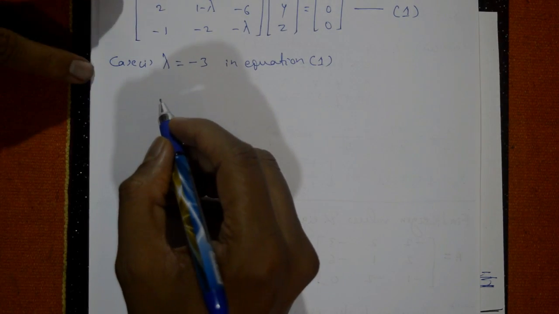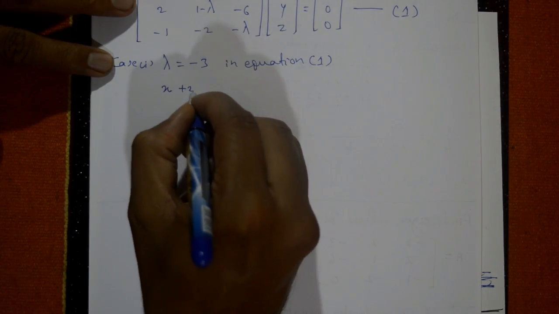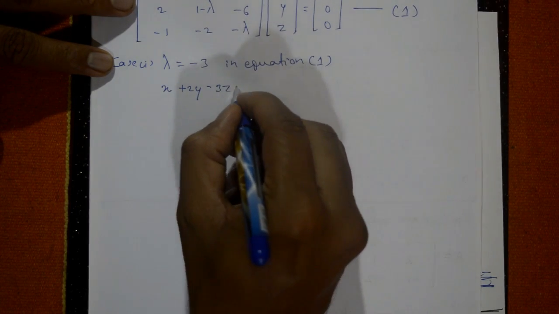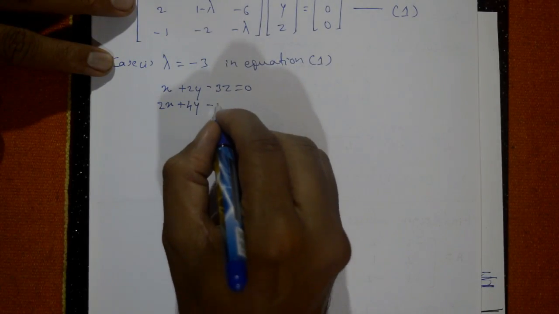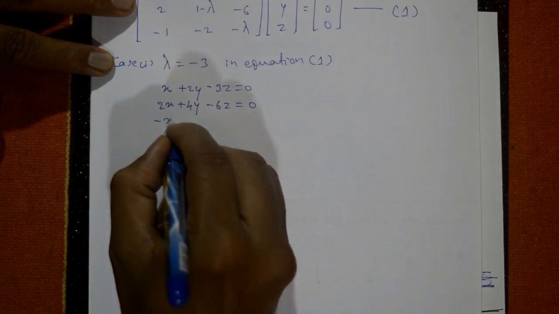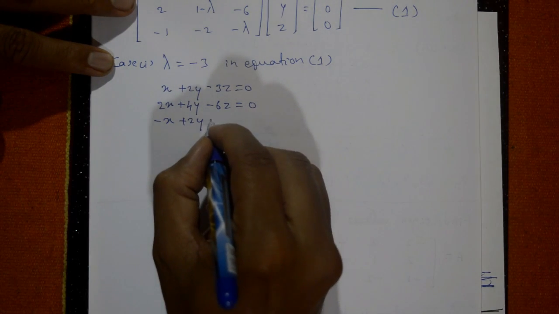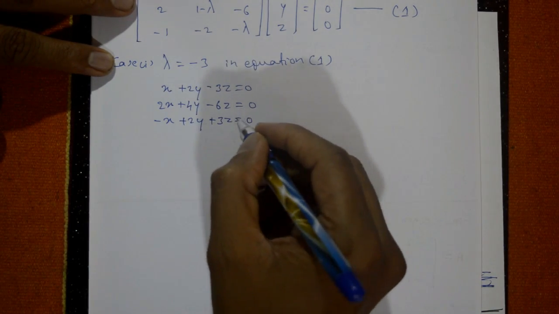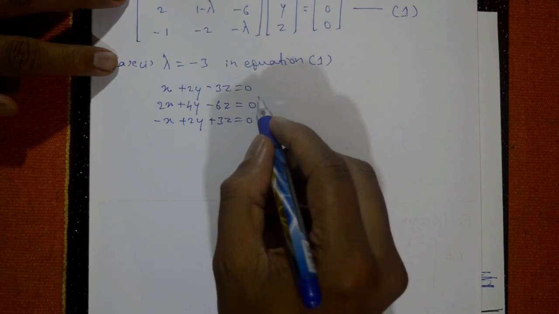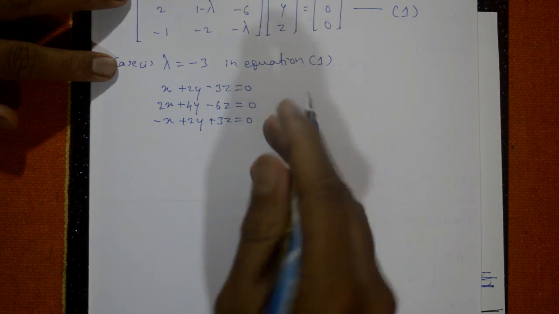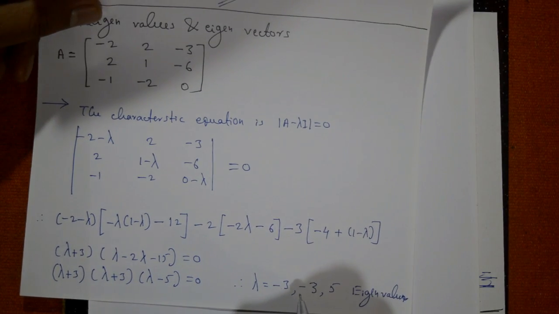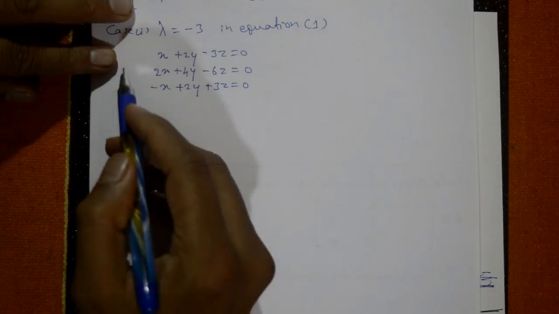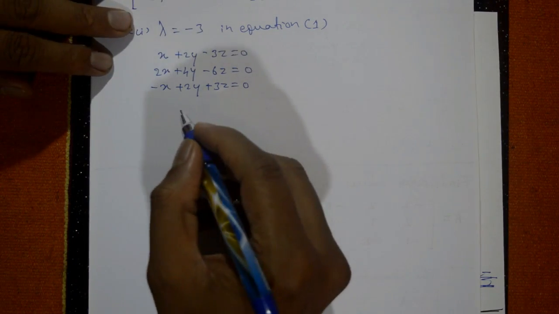We get 3 equations. The first one is x plus 2y minus 3z equal to 0, and 2x plus 4y minus 6z equal to 0, minus x minus 2y plus 3z equal to 0. Take any two equations using the rule of cross multiplication, but in this case we have lambda is equal to minus 3, the same root. Now using the rule of cross multiplication we get x, y, z is equal to 0.